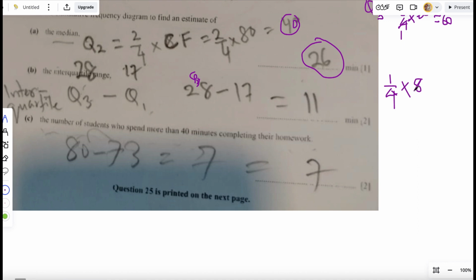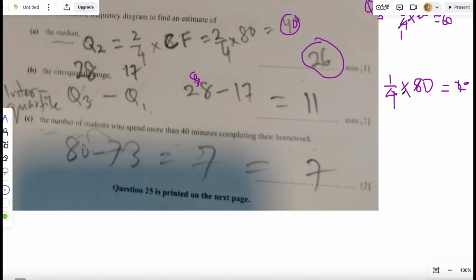Okay, it's lagging a lot. 1 over 4 times 80 is 20. So this is equal to 20. What it means is that we trace 20. 20 is not our answer. We trace 20 to the cumulative frequency curve from the vertical axis. It's laggy and I cannot write, so that's why it's so slow.